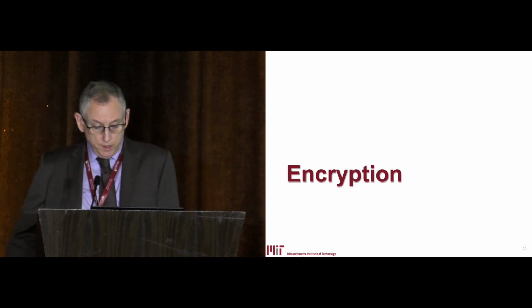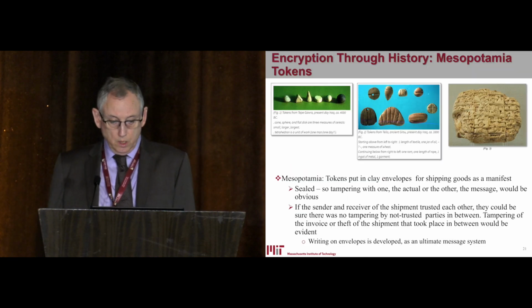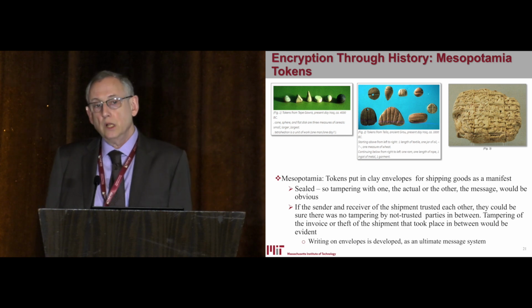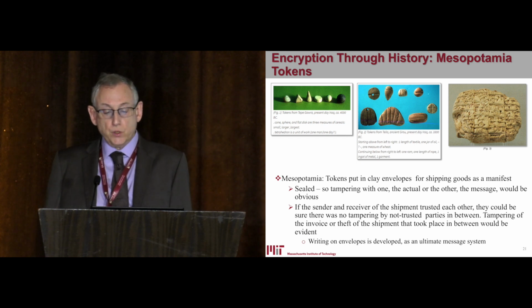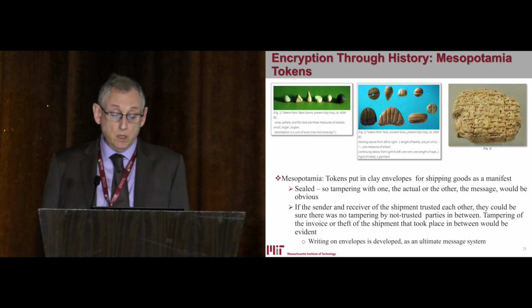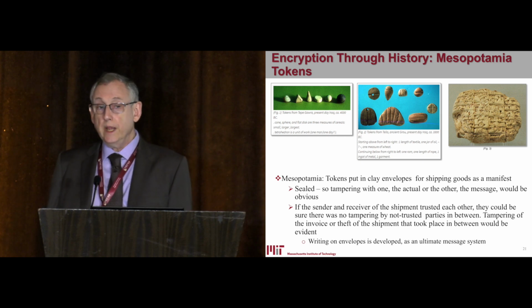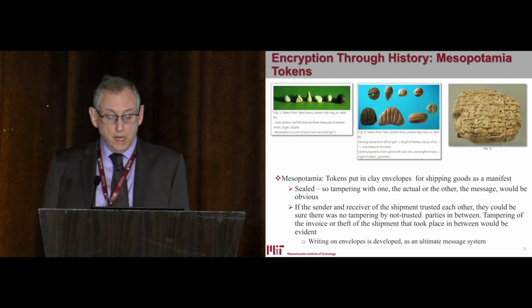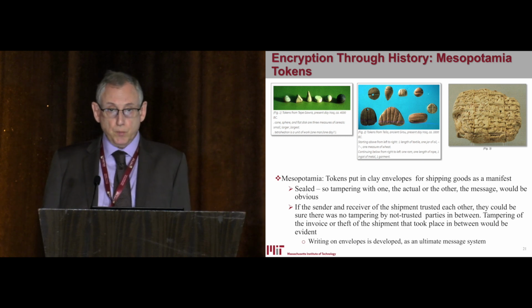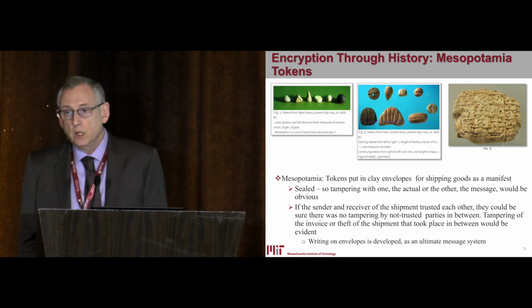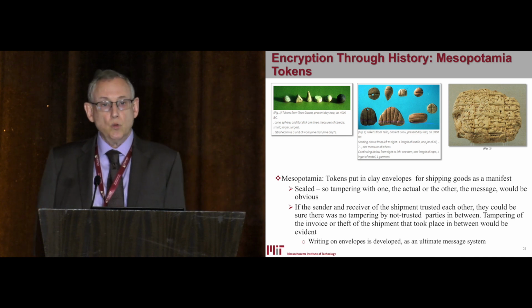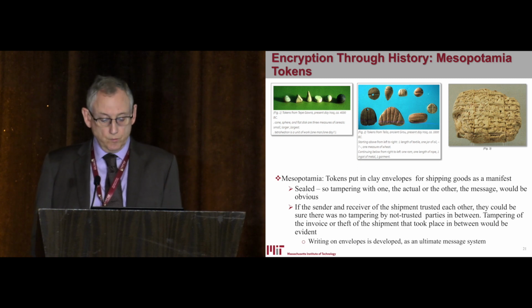Third component is encryption, and that's not new either. Here we have a picture of tokens in Mesopotamia, these cylinders, etc., which represent quantities of grain and so forth that were put in clay envelopes and sealed. So the idea is that the shipper and the receiver of the goods want to prevent tampering. The recipient wants to know what they're getting in terms of inventory, like a manifest.